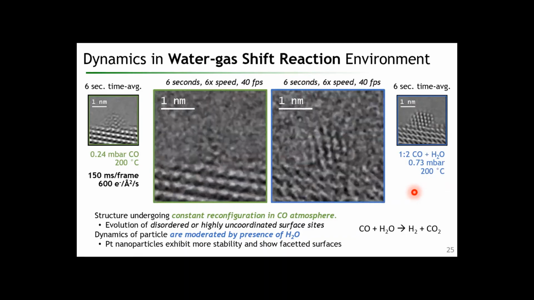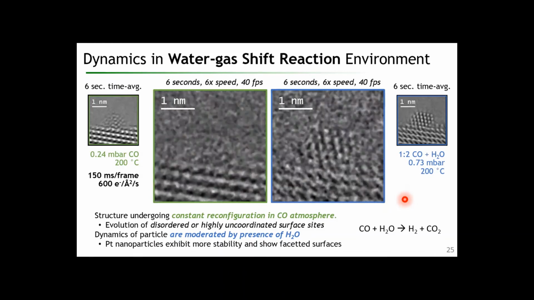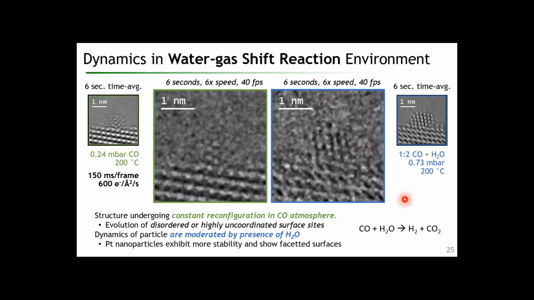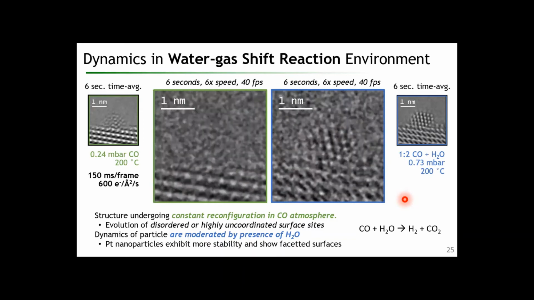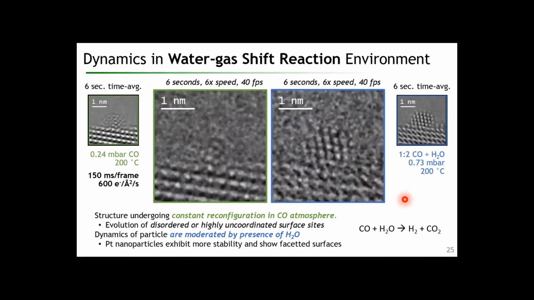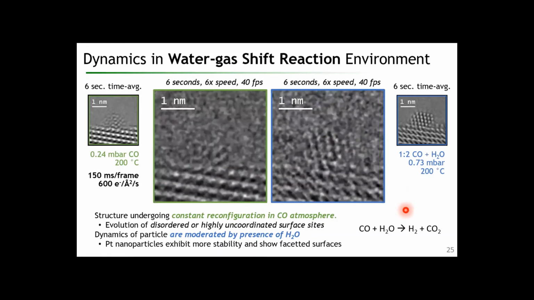My speculative hypothesis for why this is happening is that in the water gas shift atmosphere, the water can compete with CO for adsorption sites on the surface of the platinum and leave the coverage of CO less. And we think that the CO is what's driving the fluxionality in this case.